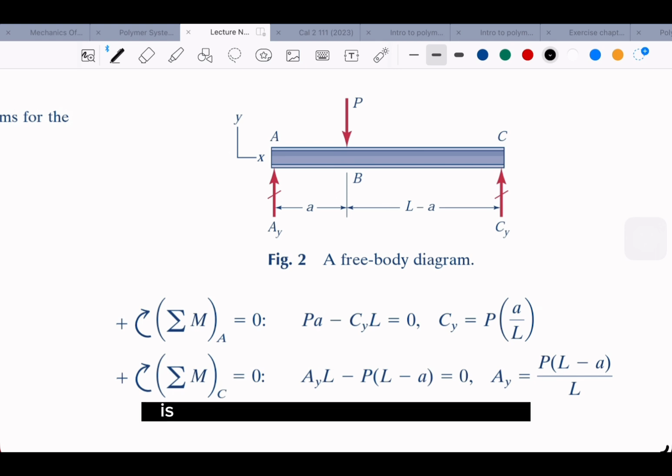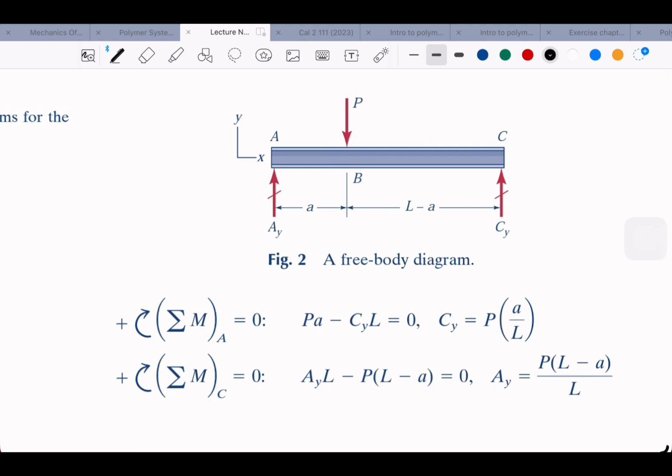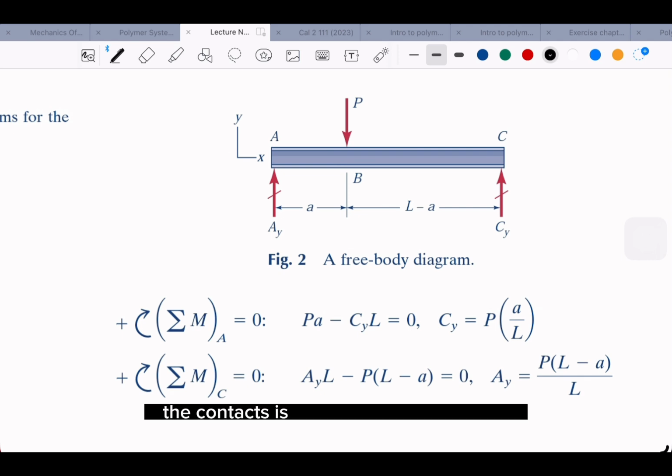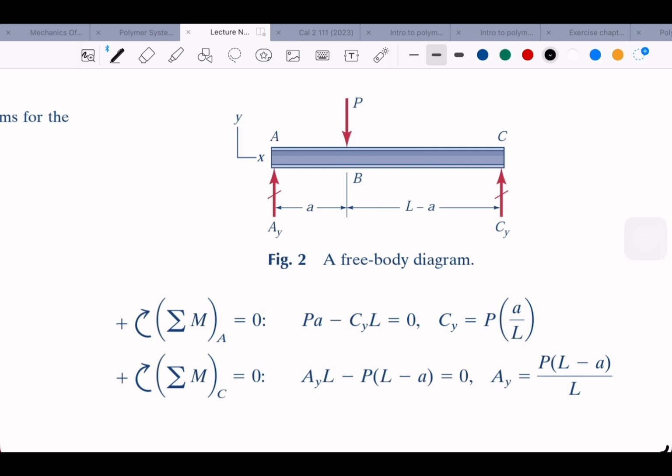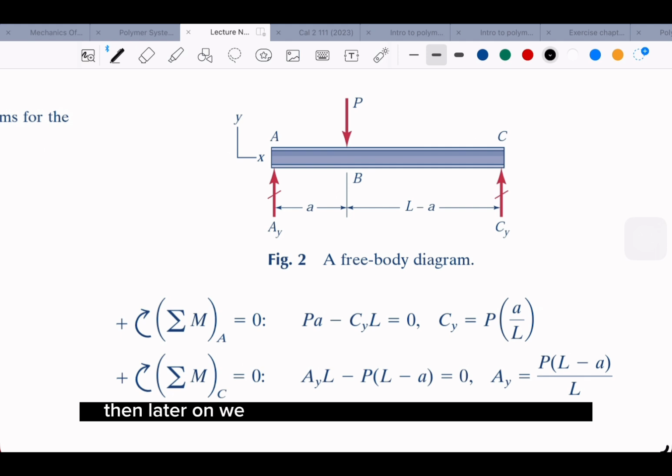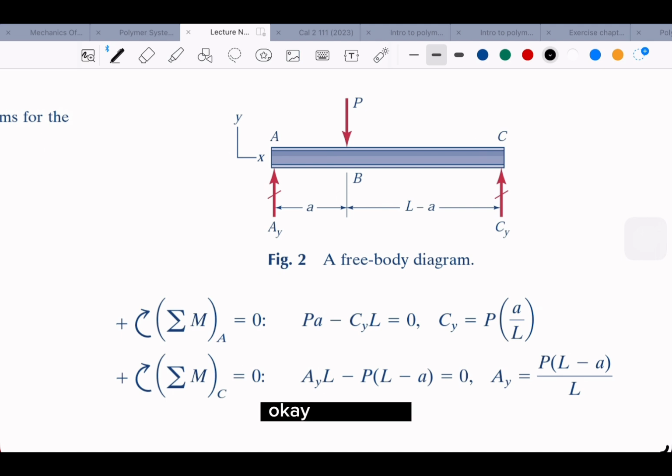Every shear moment diagram always starts from this free body diagram, and then maybe finding some context. Okay, in our case here, the context is the shear force, the force on the diagram. And then later on, we need to evaluate what might happen within this diagram. Okay.